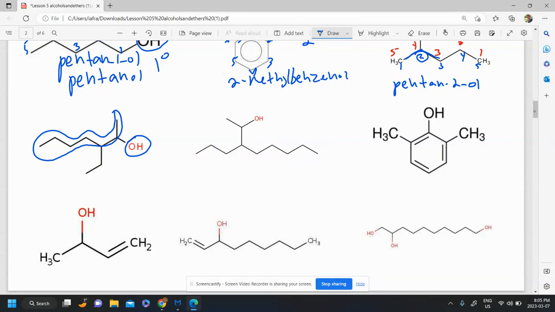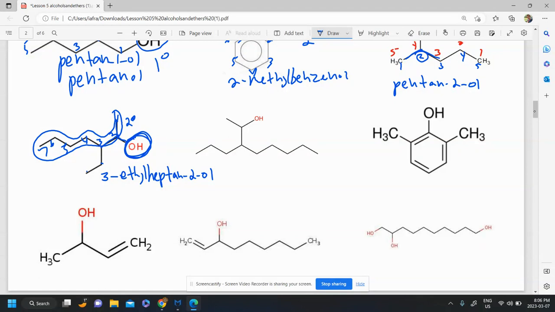We want to start counting from an N that gives us a low number for everything, but especially that OH. And it looks like this is the best N to count from. 1, 2, 3, 4, 5, 6, 7. So we have 3, 1, 2, ethyl, heptan-2-ol. And then just like before, this is also a secondary alcohol.